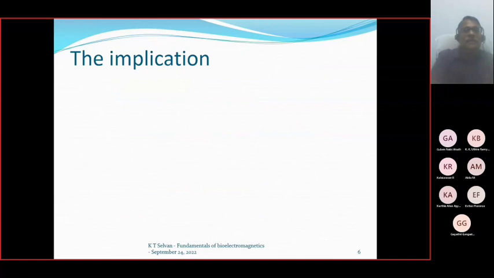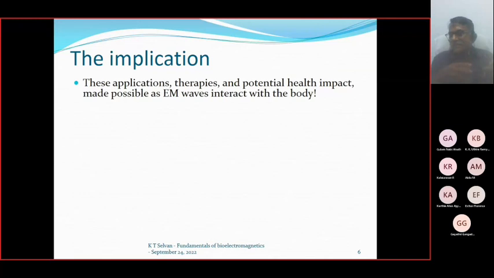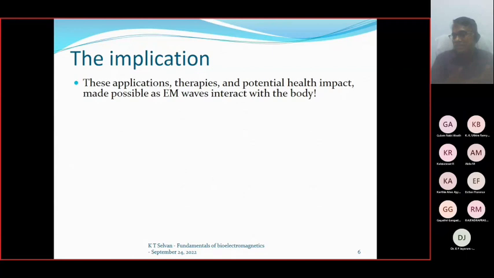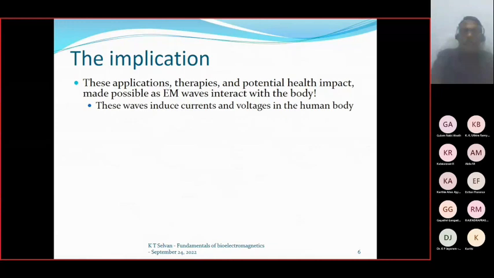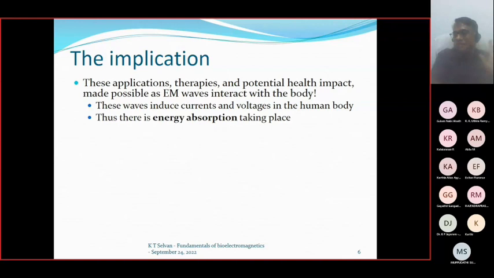So the implication is that, if you just reflect on this, electromagnetic waves on the one hand find applications, and on the other, they also result in concern of possible health impact. It is possible because they interact with biological systems, right? If they don't interact, then obviously we don't have to care, but they do interact. This interaction happens by inducing currents and voltages in the human body, and in the process, there is energy absorption taking place. If you assume a situation where electromagnetic energy enters but then leaves without leaving any energy trace within the body, then we don't have to bother about it, right? But it results in energy absorption through the induction of currents and voltages in the body.